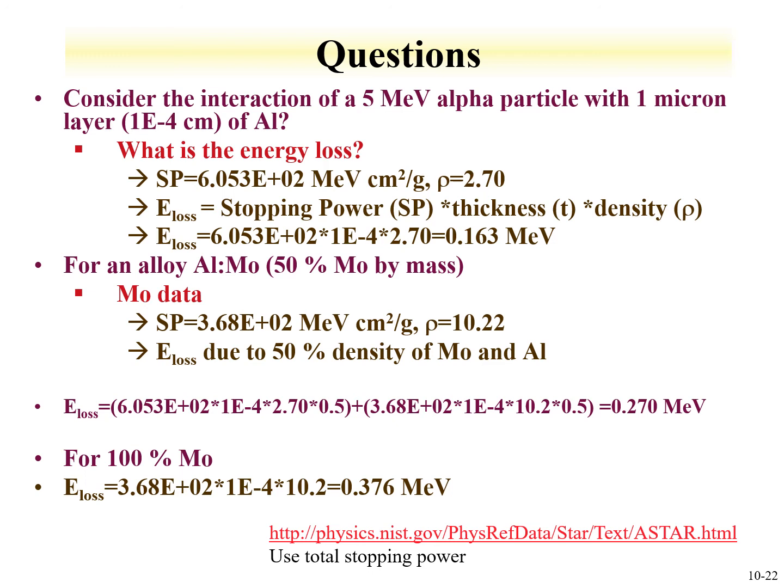If we go to 100% molybdenum, we just take this component of the equation, make this 100%, and we see that the energy absorbed is 0.376 MeV. This is a very good comparison between shielding of material. Molybdenum is on the order of 2.5 times the aluminum. So molybdenum, higher Z, denser material, more electrons, is better shielding than aluminum.